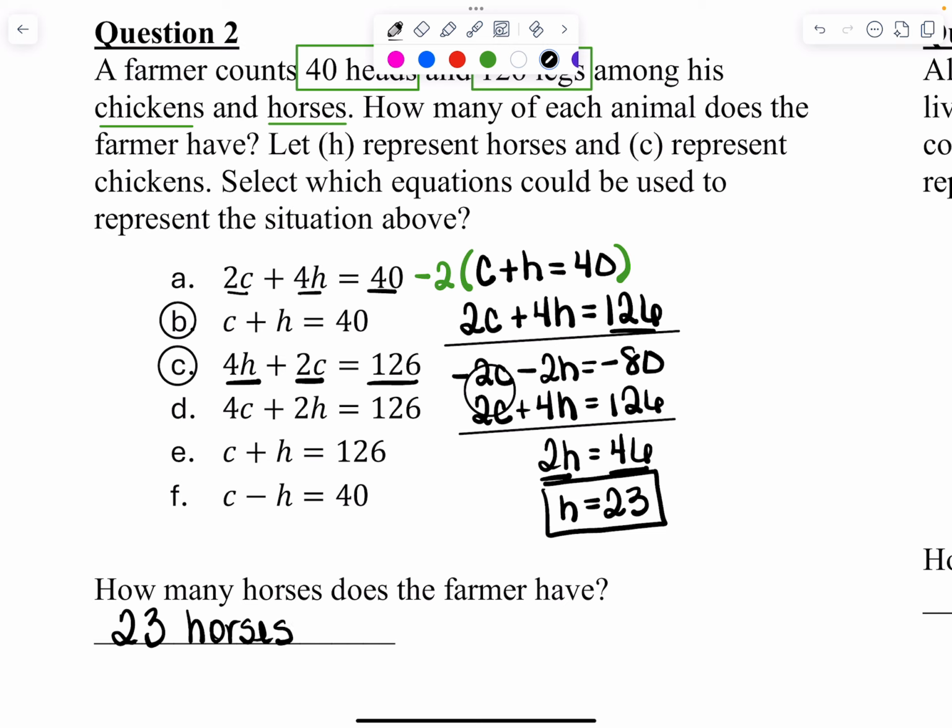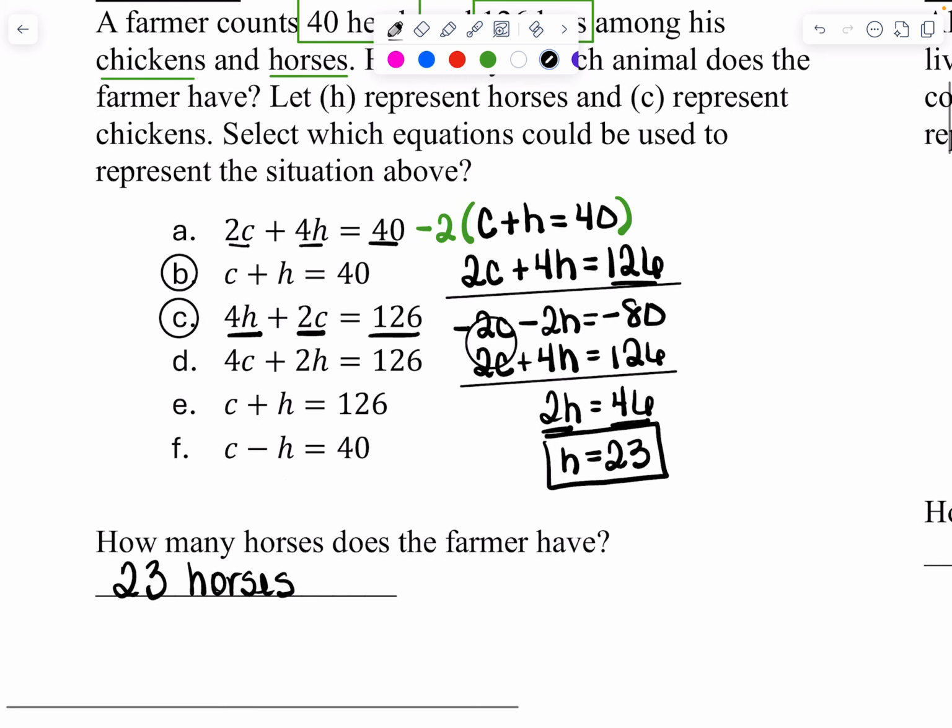Now, if I needed to know how many chickens he has, I can plug in 23, substitute 23 into either equation A or B, and I'd be able to find out how many chickens he has on his farm. All right, that's question 2. Let's go on to question number 3.